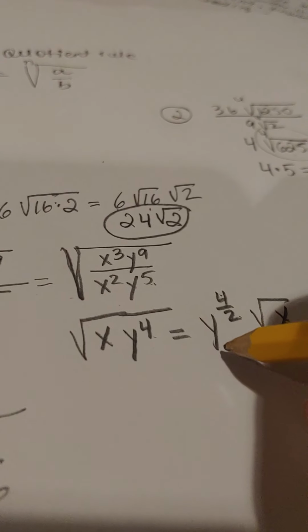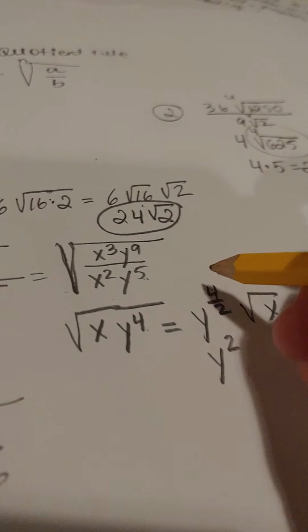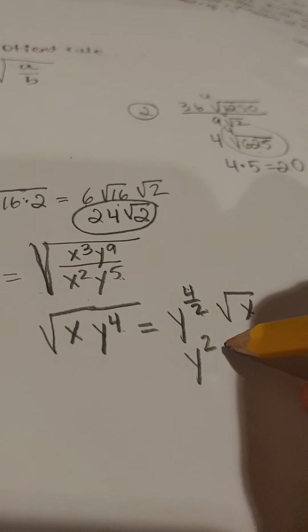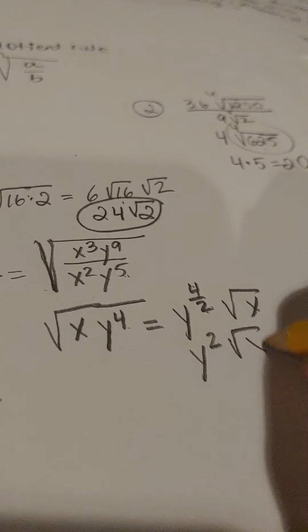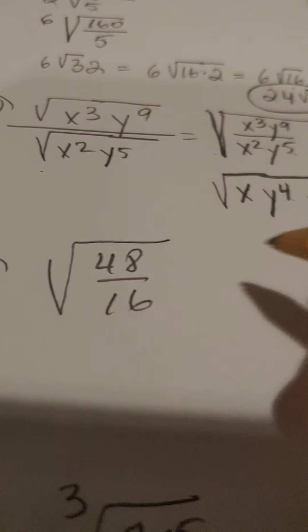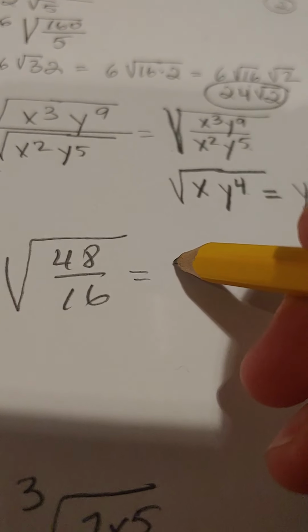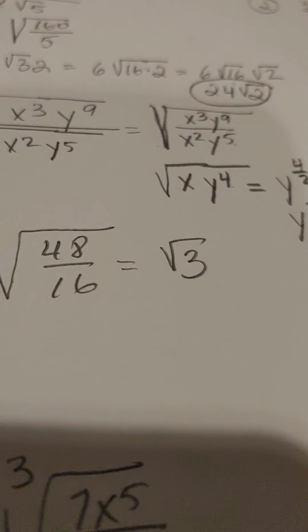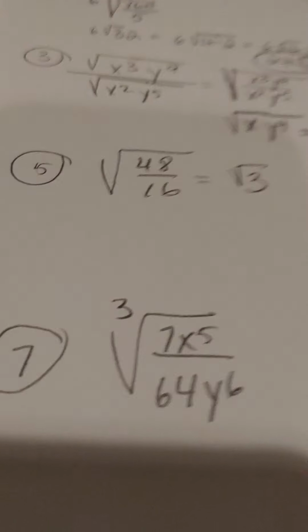All I have to do is simplify. It's going to be y squared, because 4 over 2 is 2. Square root of x. Now 48 over 16, I can divide those numbers. 48 over 16 is square root of 3, and this is my final answer. Number 7.